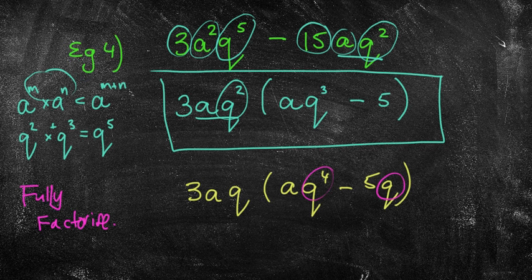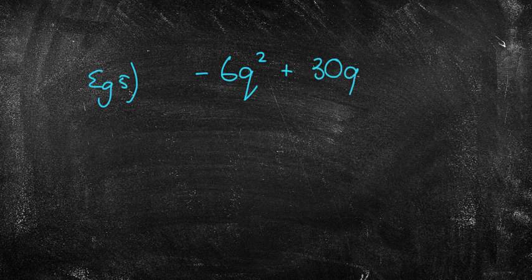We'll get maybe another harder question. We've got, e.g. 5, negative 6q squared plus, let's say, 30q. So if we want to factorize this, now if you start with a negative number, it's a good habit to get into by factorizing the negative out to start off with.